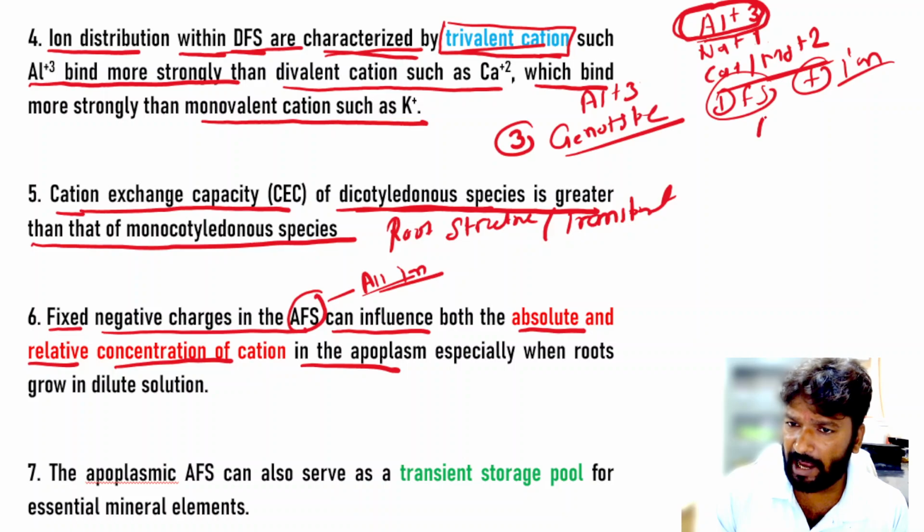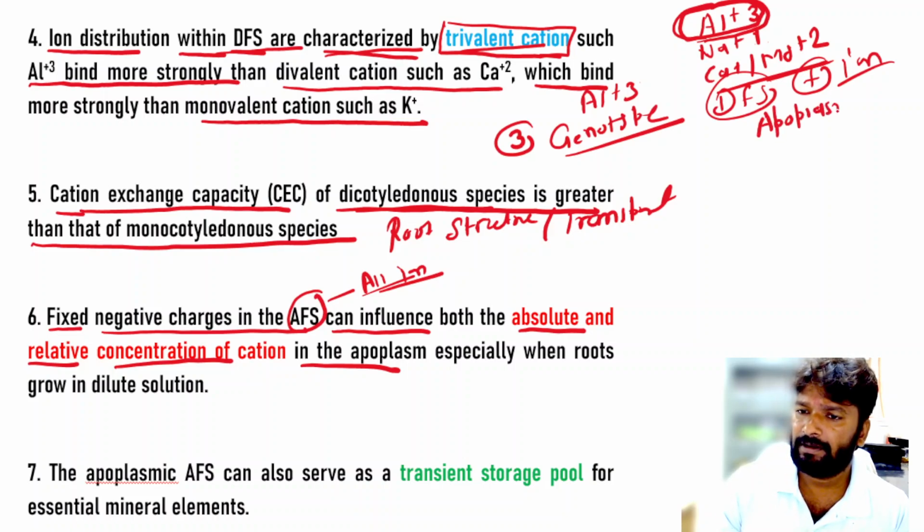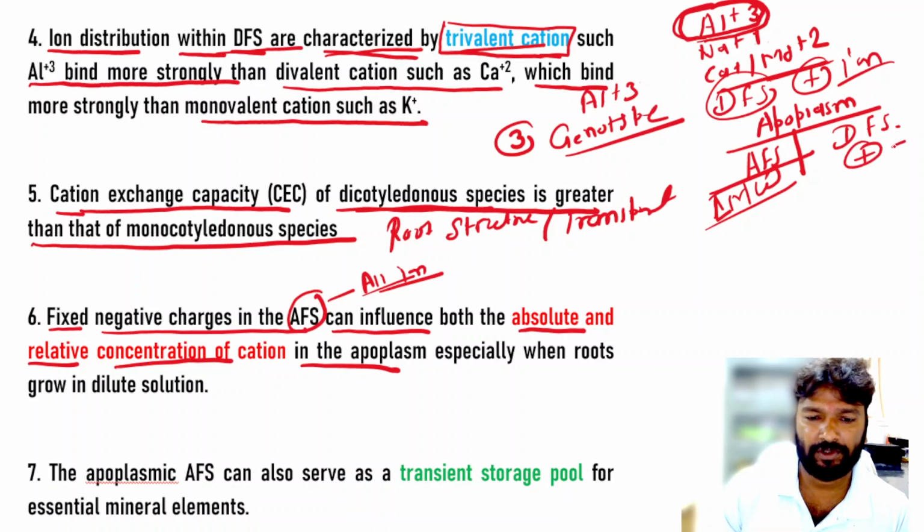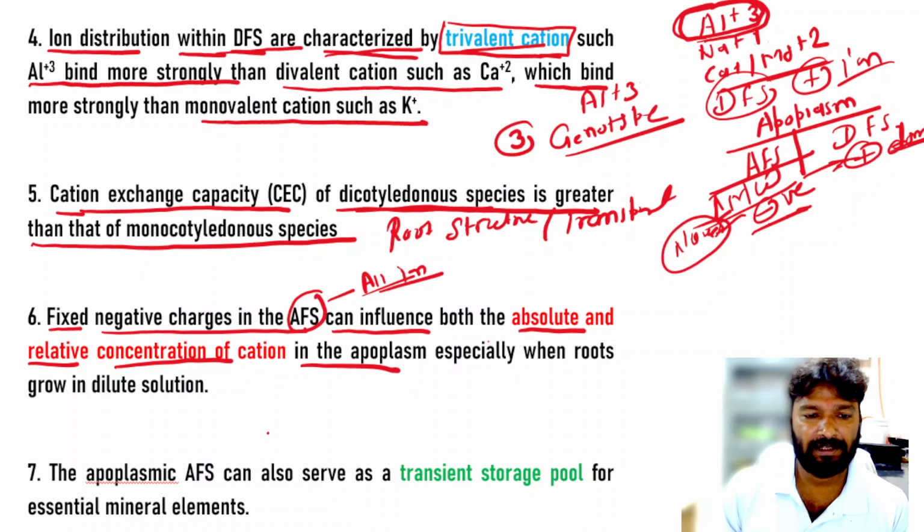Okay, so friend, this apoplasm is now divided into two parts. One is the AFS, second is the TFS. And in the AFS, all low molecular weight ion nutrients are present. What here are only positive ions dominated. Okay, so here the negative charge is also present. So it will affect the concentration of this positive charge and also the coming new charges. Okay, so it affects the absolute concentration and the relative concentration of cations.